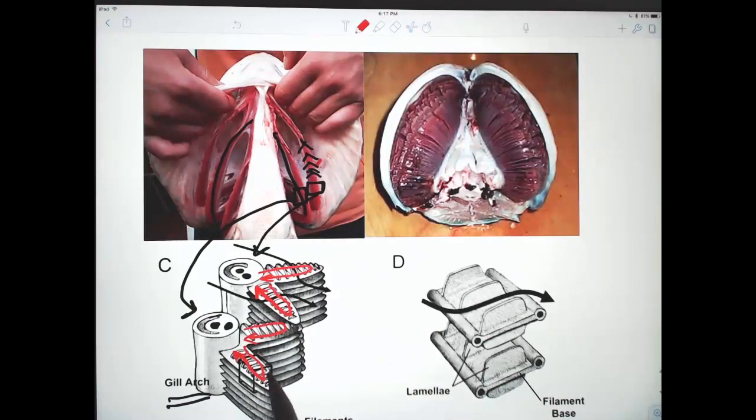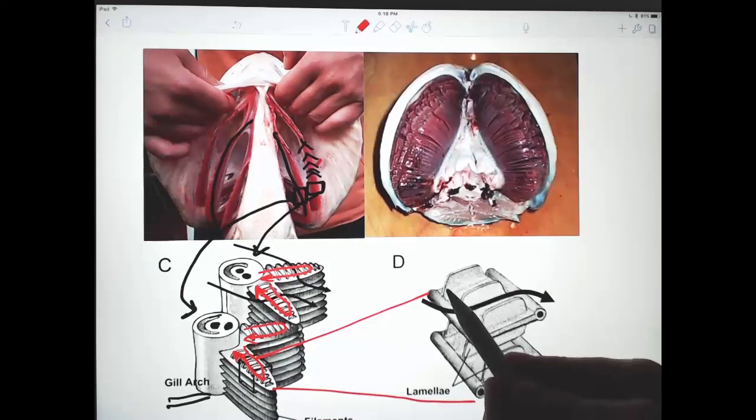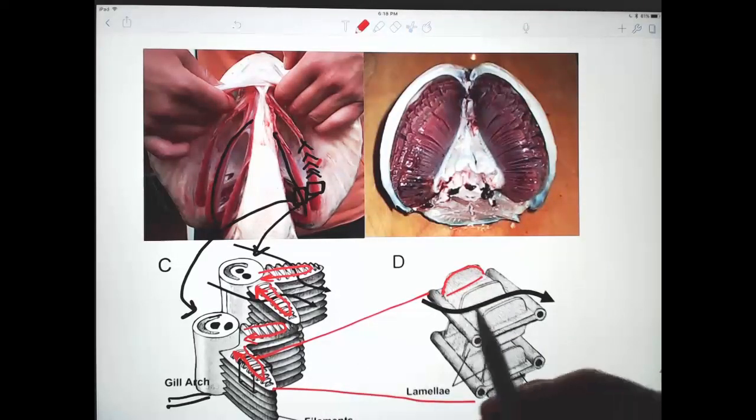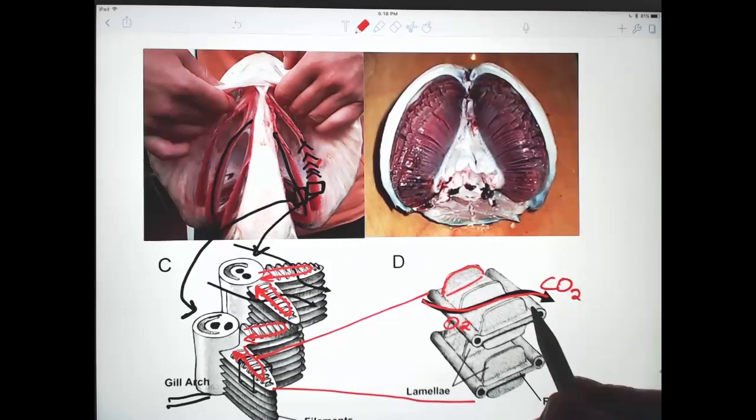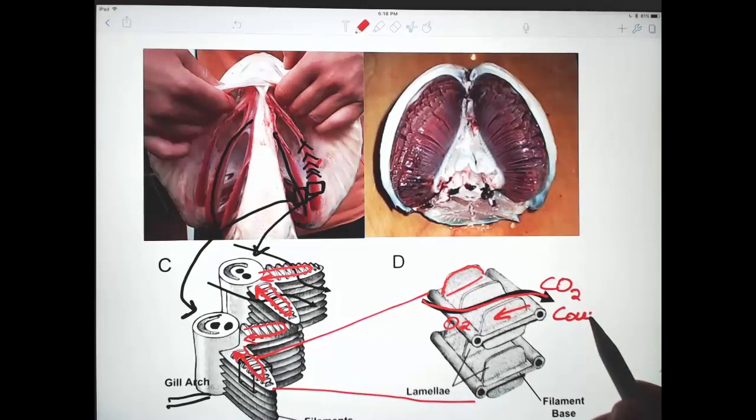If we took just one portion, that's this little black box here, and blew it up, so now we're looking at just one portion of this flat structure here, the filament. On the filament are these structures that stick up, the lamellae. Water flows across those, carrying oxygen and picking up carbon dioxide. Blood flows in the opposite direction in a countercurrent exchange system that I'll talk about elsewhere.